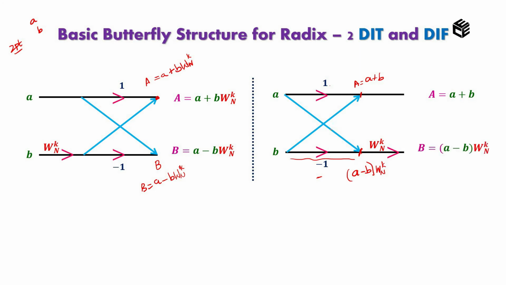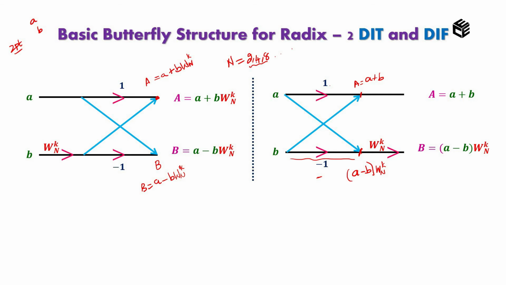Now I hope that you understood the major difference between DIT and DIF. In DIT, the twiddle factor will be at the input side, and in DIF, the twiddle factor will be at the output side. As I told you, we have N point values as 2, 4, 8 and so on, but we will be concentrating only on these 3 values of N.